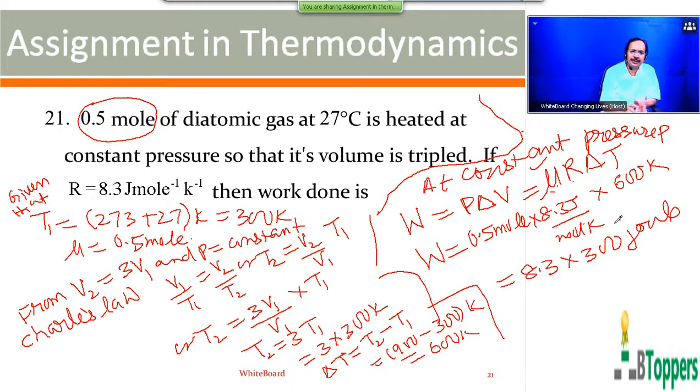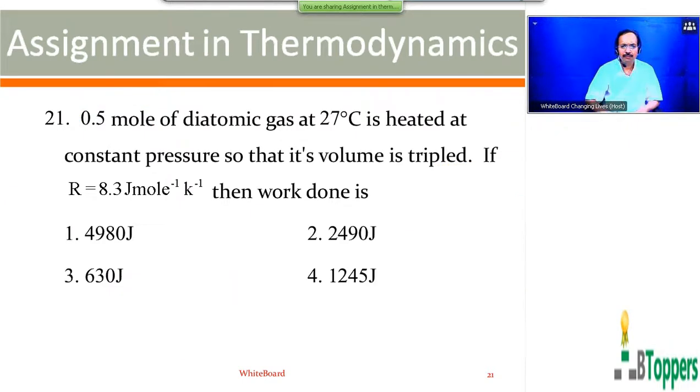Further, those who want to copy the working, take a pause and complete the working. So those who want to copy the calculation, take a pause and copy the calculation. So for question number 21, you get the second option as the answer.